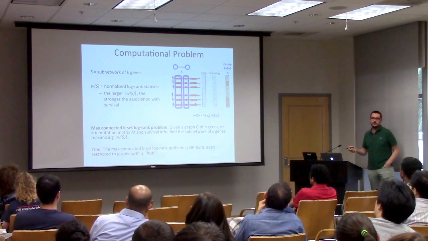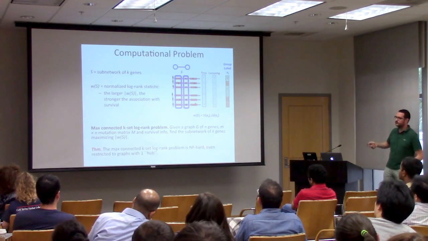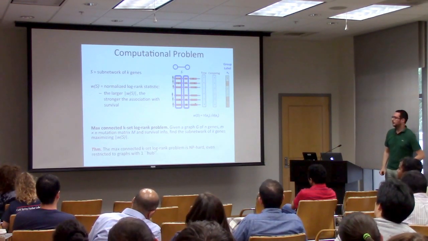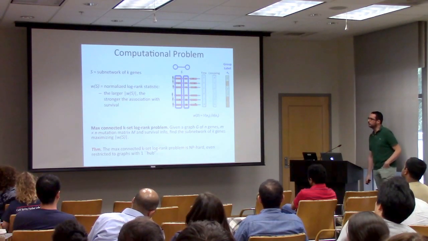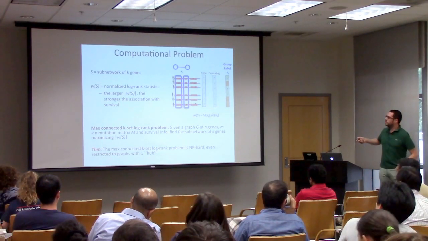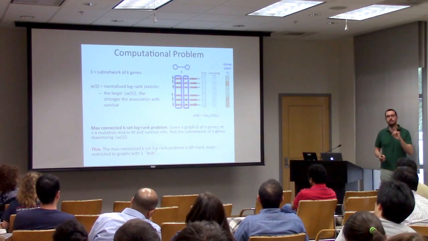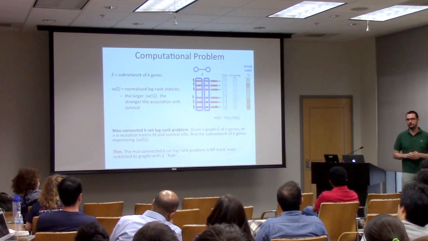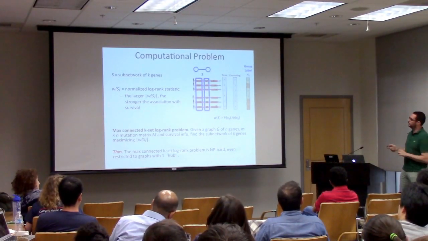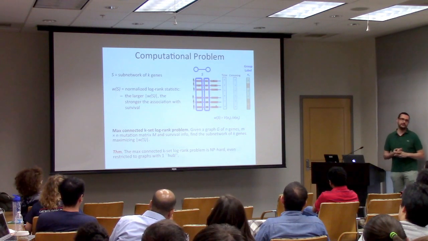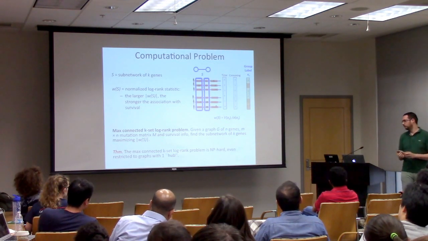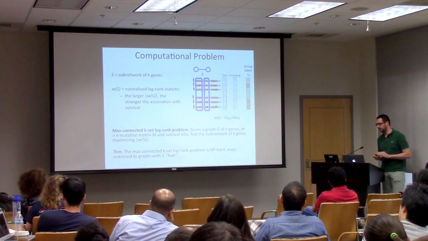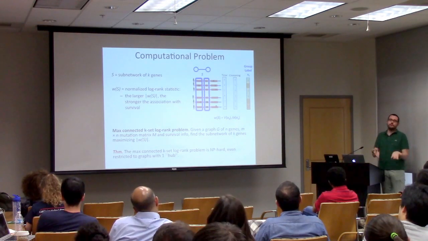First result is that this problem is NP-hard, so in general there is no efficient algorithm to solve it for all possible instances. It's also NP-hard when your graph has only one hub, one high-degree node. That is the case for all protein-protein interaction networks that we're interested in. So also for real cases, it seems to be difficult. We still want to solve it.